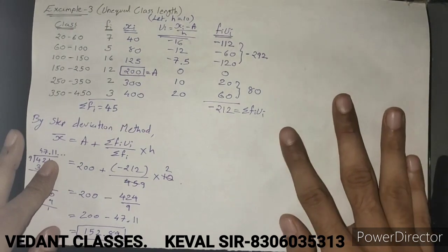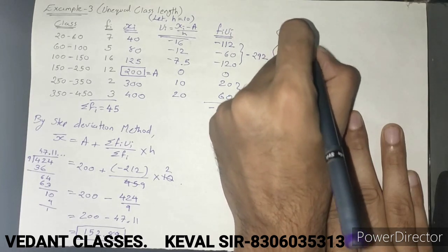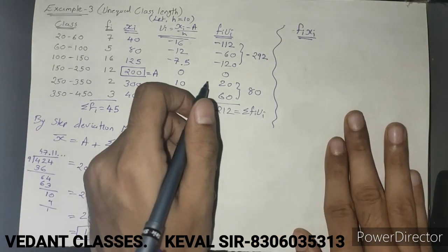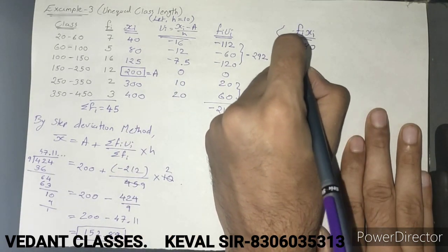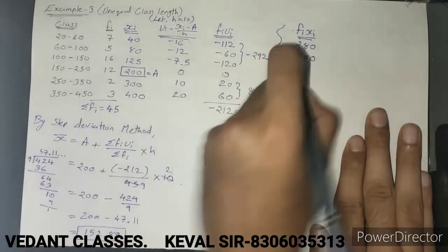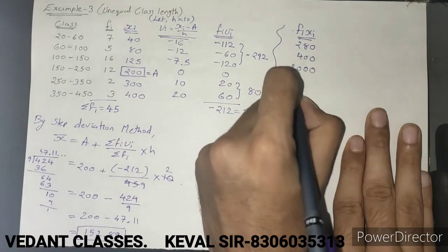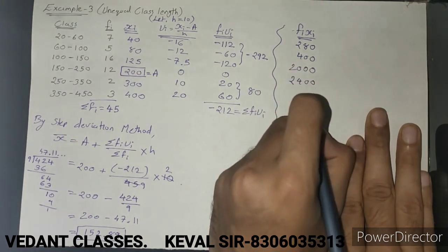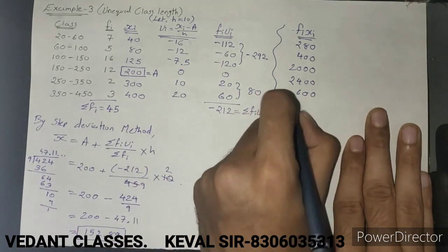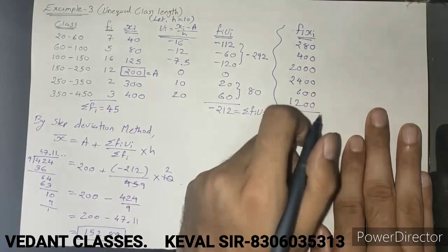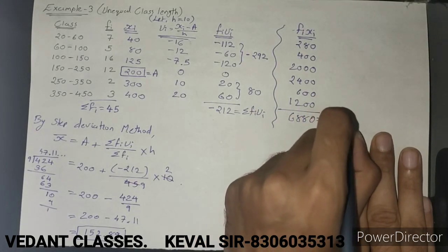Okay, now let's apply the direct method. So to apply the direct method we need to calculate the value of sigma fi xi. So first make the column of fi xi. The values will be 280, then it will be 400, then it will be 2000, then it will be 2400, the next will be 600, and the last one will be 1200. When you make the summation out of this, it will be 6880. That's the value of sigma fi xi.